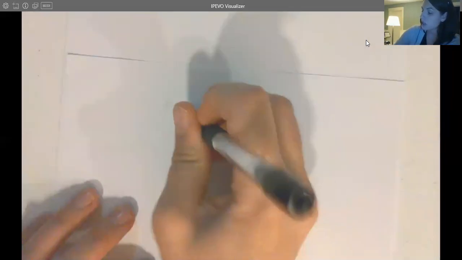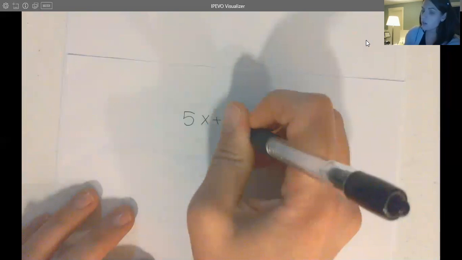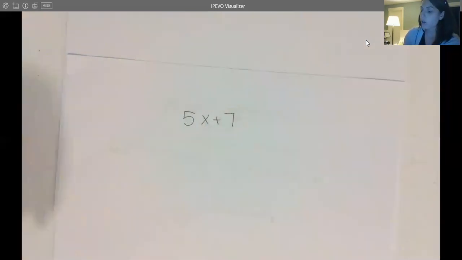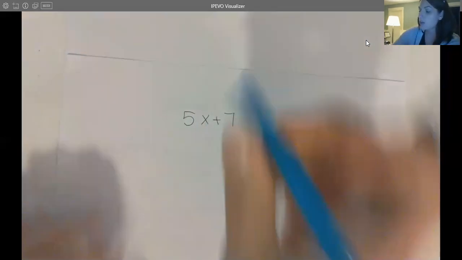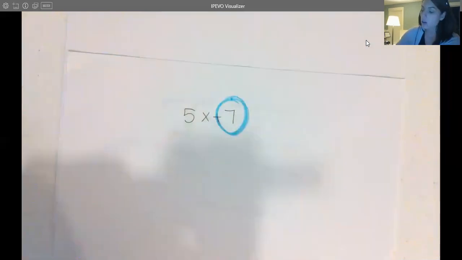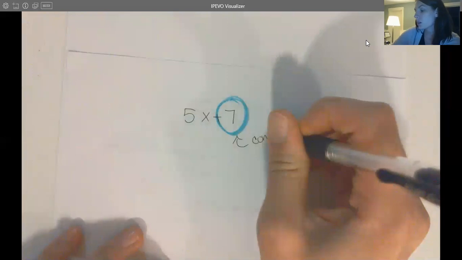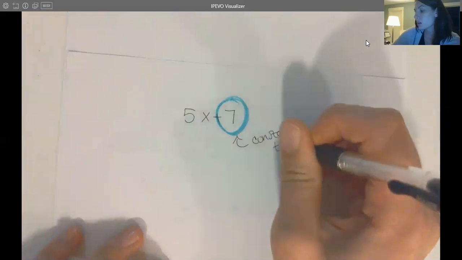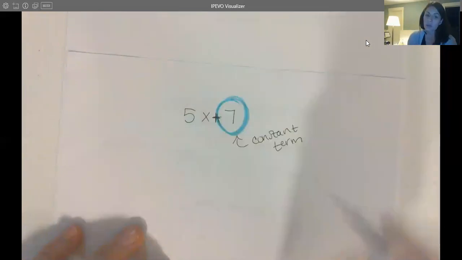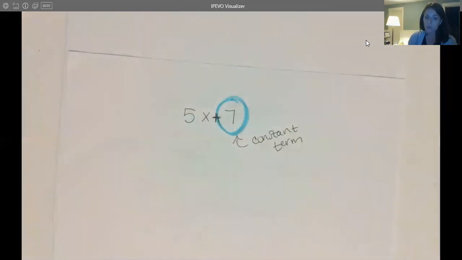I'm just going to write an example. So one set of like terms that sometimes we forget about would be these terms that don't have variables, or what's called our constant terms. In this expression, 5x plus 7, 7 is my constant term.